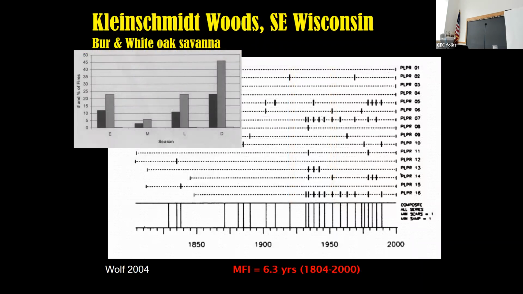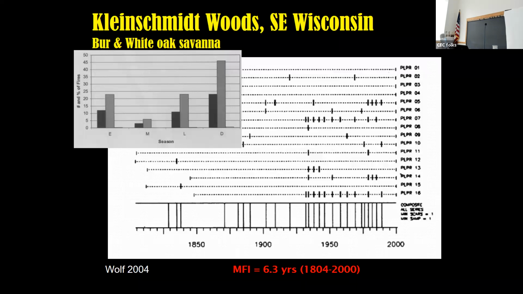Moving down into southeastern Wisconsin, this is a study by Wolf in 2004, showing the fire frequency in this bur oak and white oak savanna. So here the record is going back to the early to mid 1800s. Each of these are the fire years, showing it being more and more frequent, especially in the last 75 years. And again, this record may not go back into pre-settlement times.